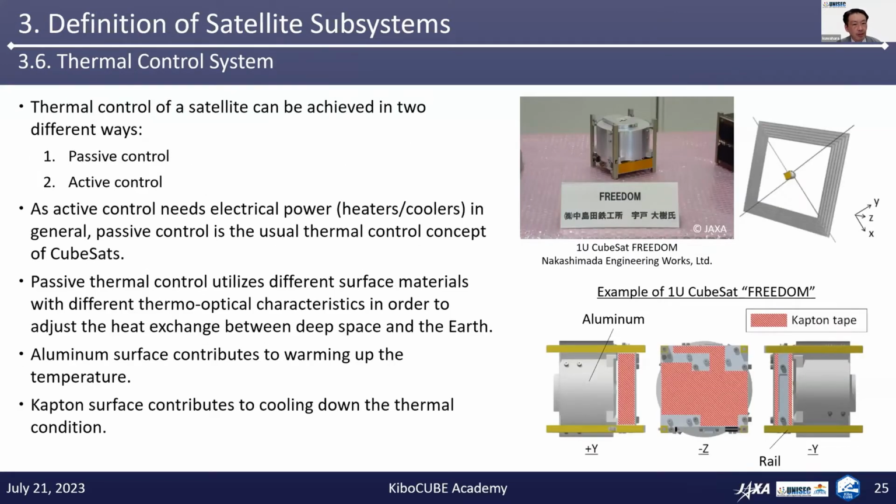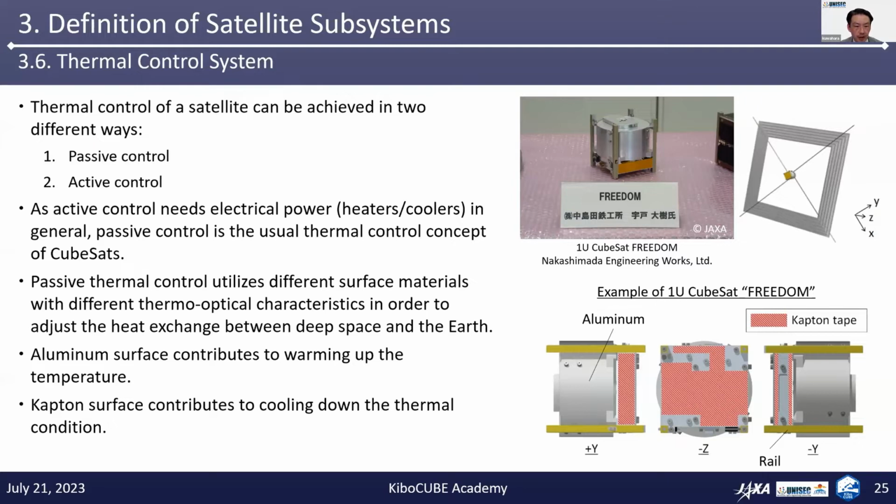The next subsystem is the thermal control system. The thermal control of a satellite can be achieved in two different ways, the passive control and active control. As active control needs electrical power, such as heaters or coolers in general, passive control is the usual thermal control concept of CubeSats. Passive thermal control utilizes different surface materials with different thermal optical characteristics in order to adjust the heat exchange among the satellite, deep space, and the Earth. An aluminum surface contributes to warming up the temperature, and a Kapton tape surface contributes to cooling down the thermal condition, for example.